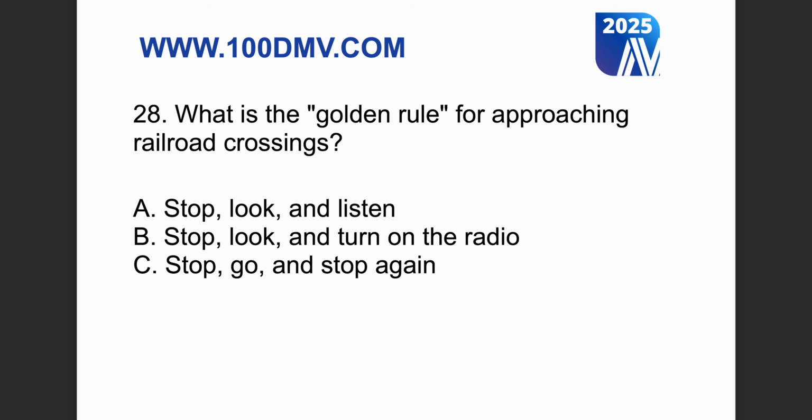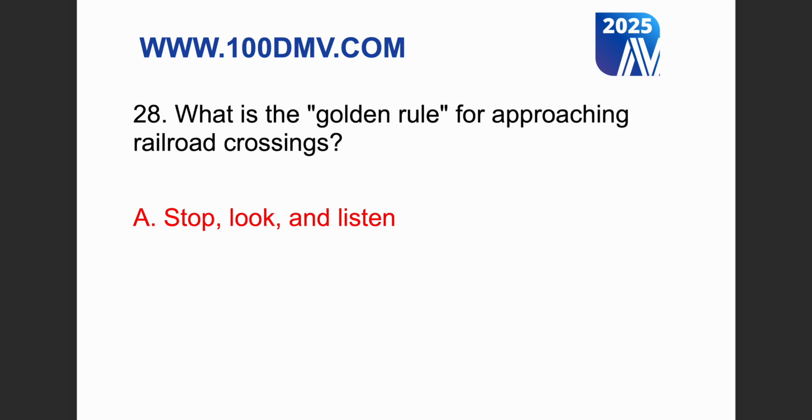28. What is the golden rule for approaching railroad crossings? A. Stop, look, and listen. B. Stop, look, and turn on the radio. C. Stop, go, and stop again. Correct answer, A. Stop, look, and listen.